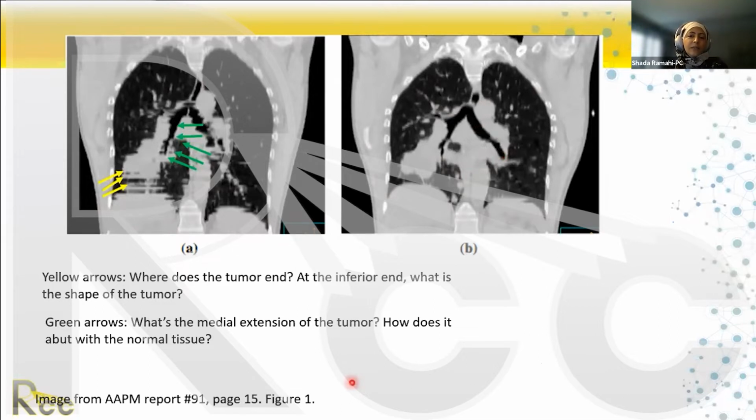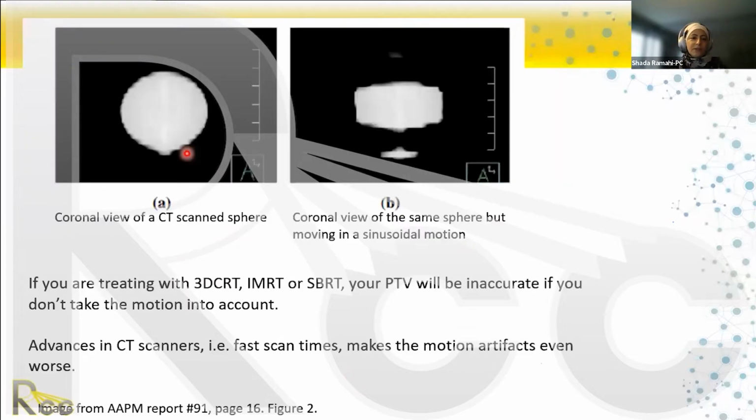Another thing, let's say we have a small tumor, or not necessarily a small tumor, a medium-sized tumor, but spherical in shape, like most lung tumors tend to be. Those are treated with SBRT, right?